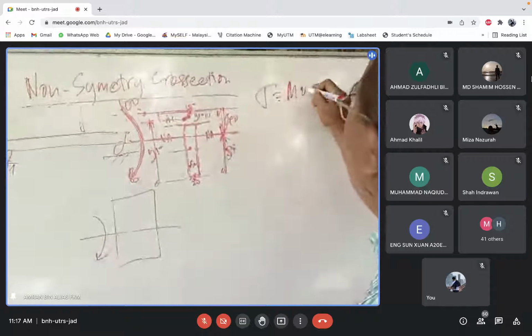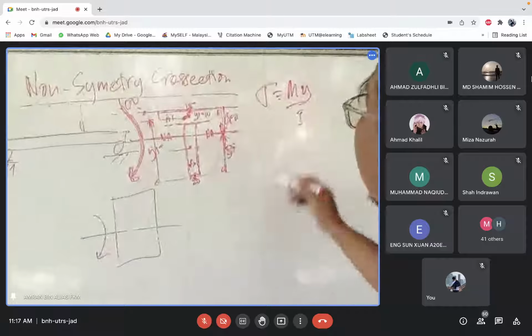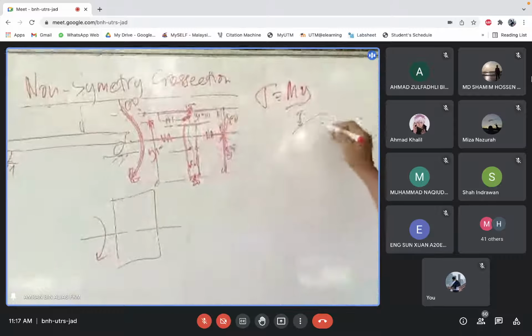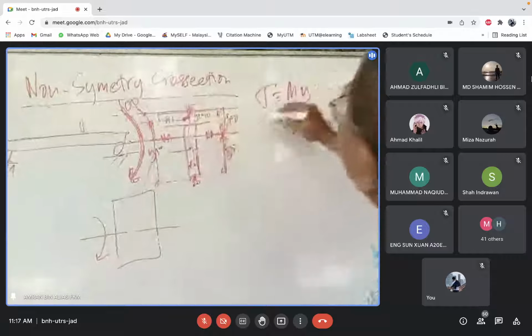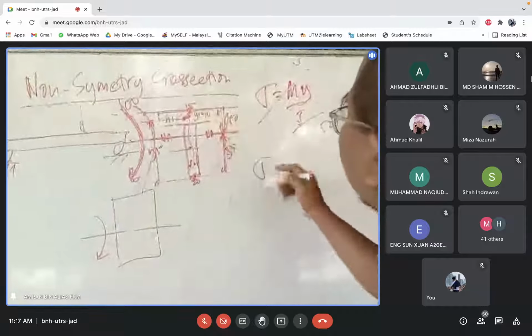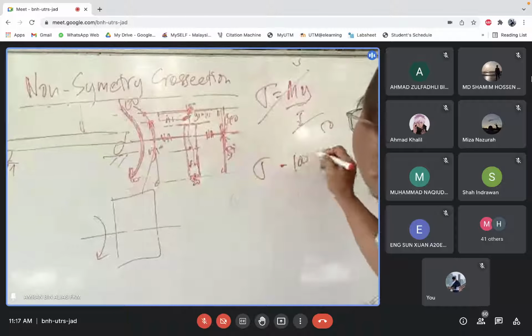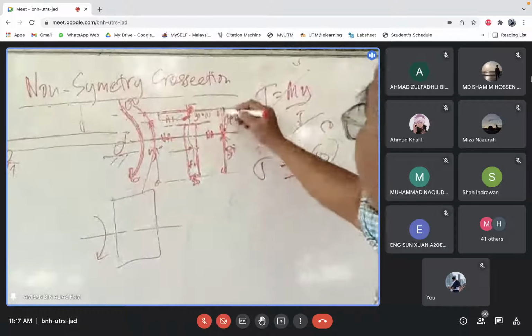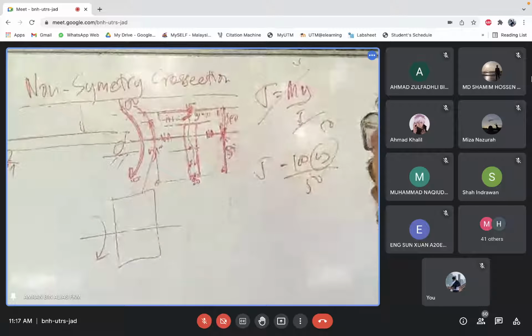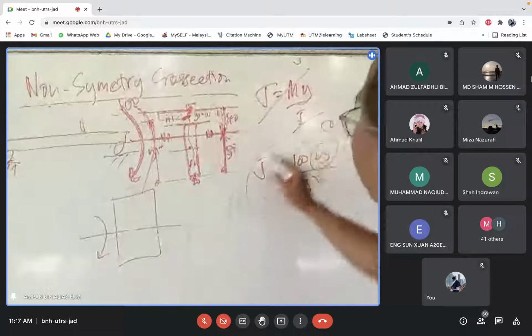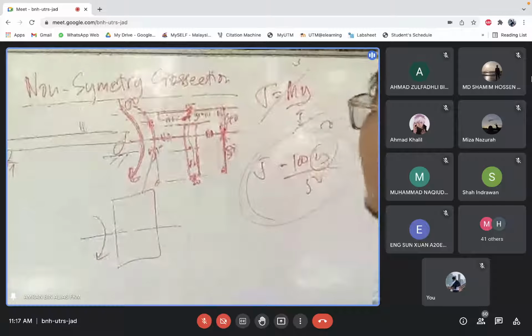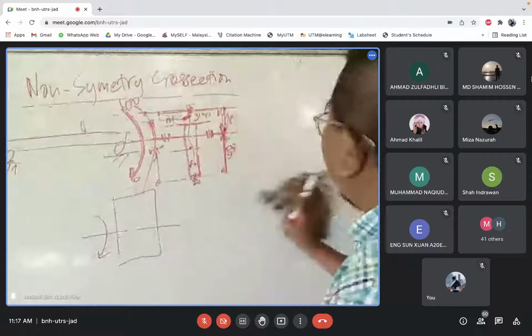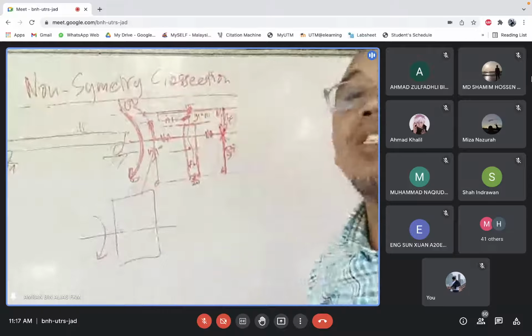Sigma is My over I. The I for that one got a value, let's say the value 50. The moment here is 100. So the stress at any point there depends on the Y divided by 50. So it depends on Y. Y here is 40, Y here is 80. Why can you not see from a simple equation like that? The stress is not the same.